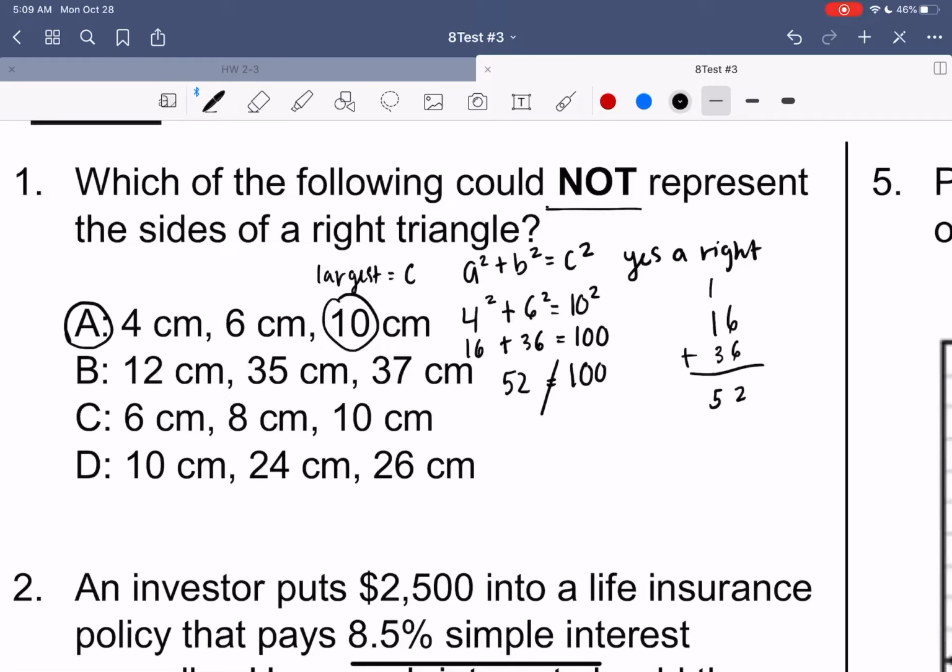So with this one, we only had to substitute one of the sets of numbers in order to see if we had a right triangle or not. Excuse me.